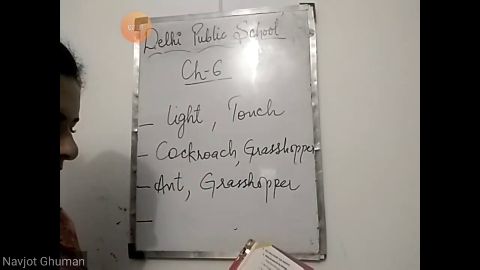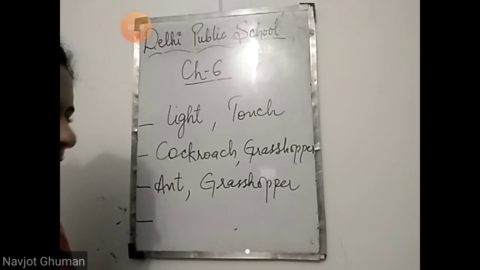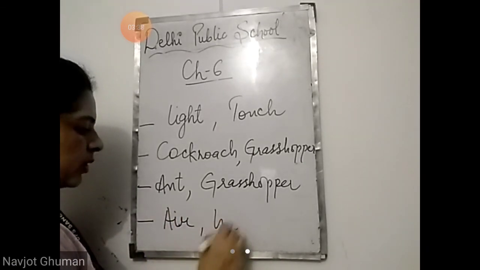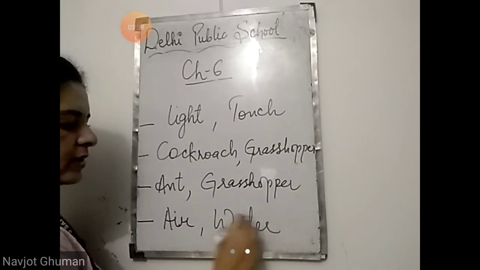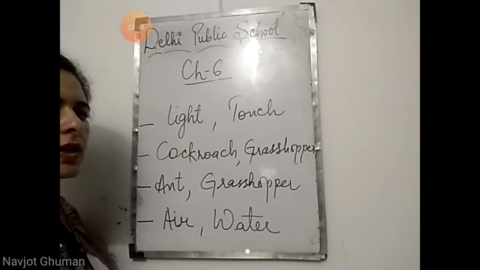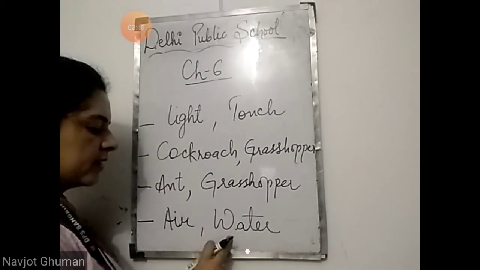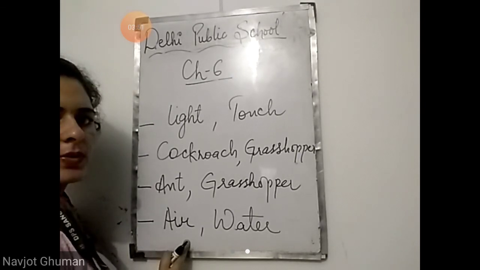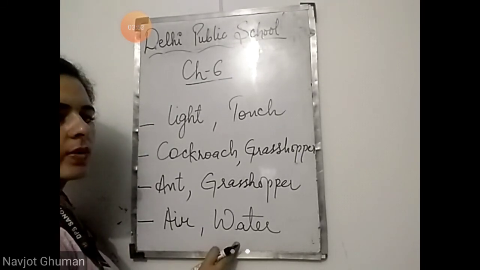Non-living things that can move. 2 non-living thing बताओ जो move कर सकती हैं. That is air and water. Other non-living things they do not move. They only move when we apply force on them. जब भी आप force apply करोगे तो तब move करेंगे. But ये 2 non-living things हैं जो move कर सकती हैं. Air also moves from one place to another. Water also moves from one place to another.